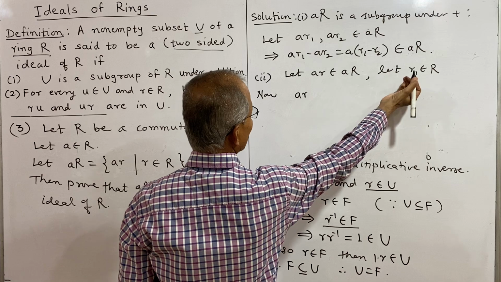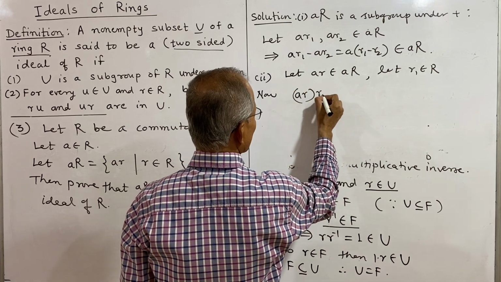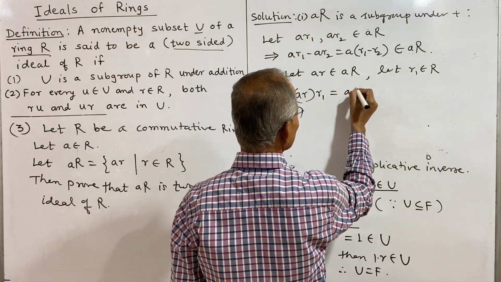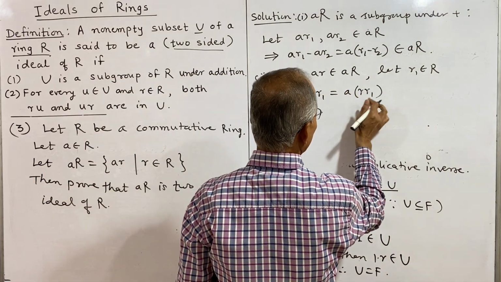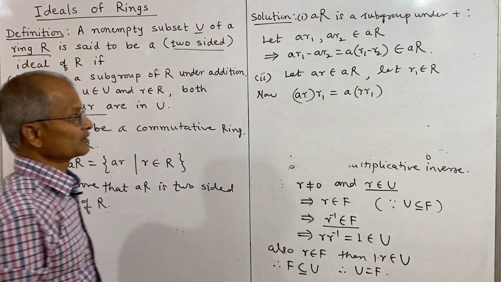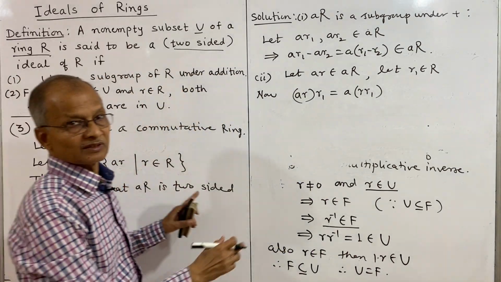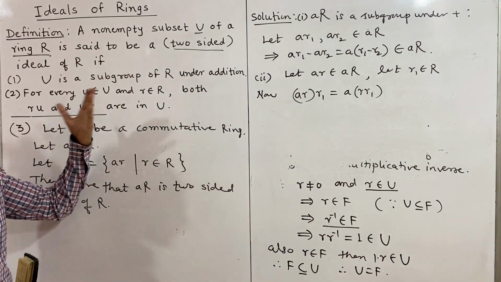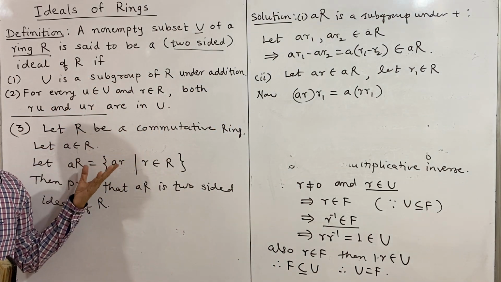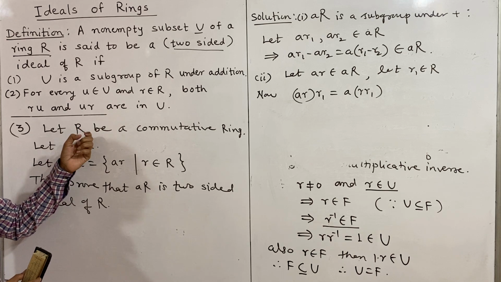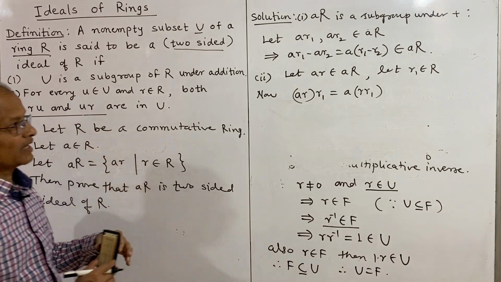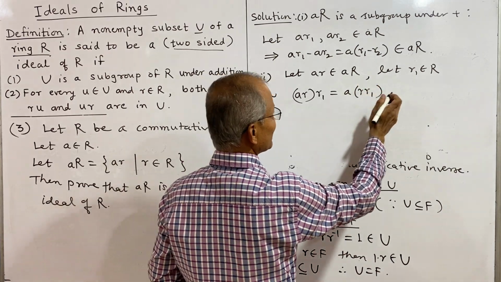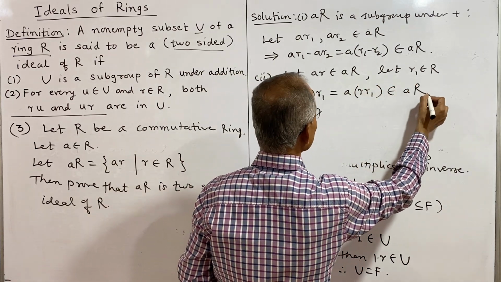ar into r1, and that can be written, by associative property, as a into r r1. Here r is an integer, r1 is an integer, not integer but an element of R. We earlier considered an example of the set of all integers, but here it is given as any commutative ring, and therefore both are elements in R, their product is also in R, and therefore this is an element of AR.